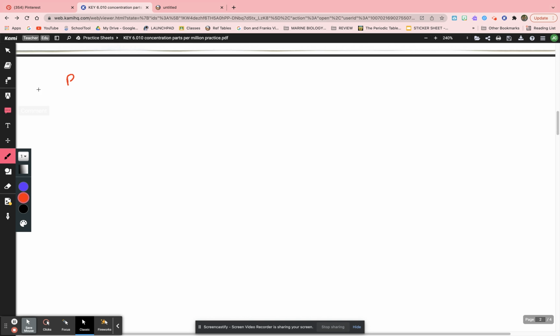Okay, here we go. Parts per million equals, that's ppm, mass of the solute, so I'm going to write grams of solute, because grams is mass, over grams of solution times 1 million. And 1 million has 6 zeros in it. Okay, and let's go over a couple things.